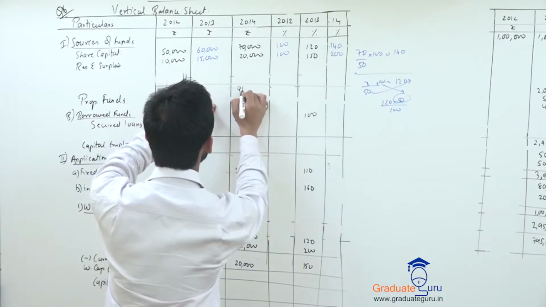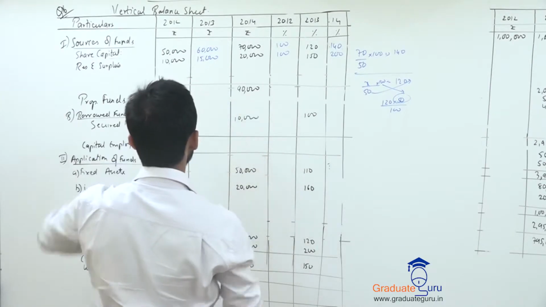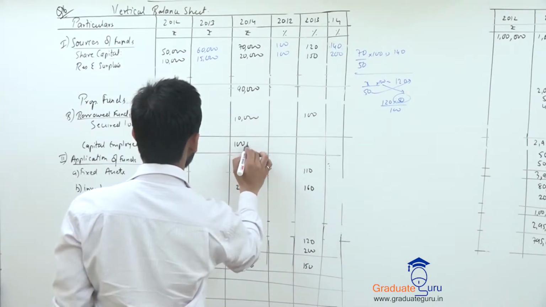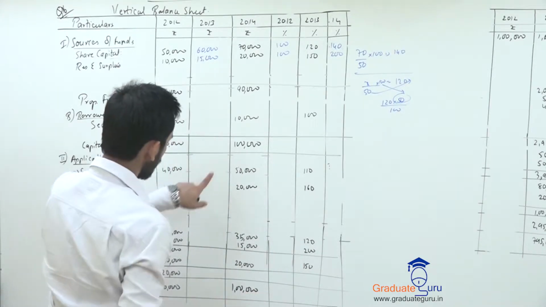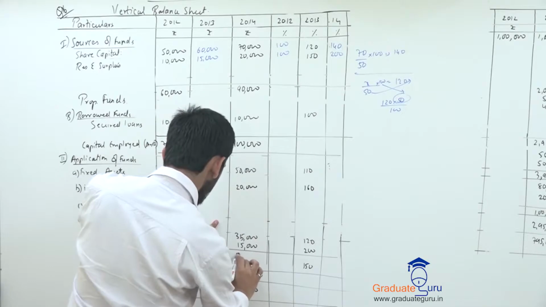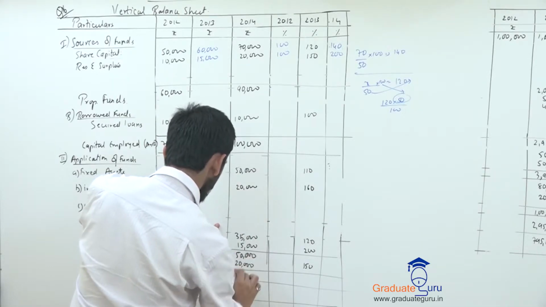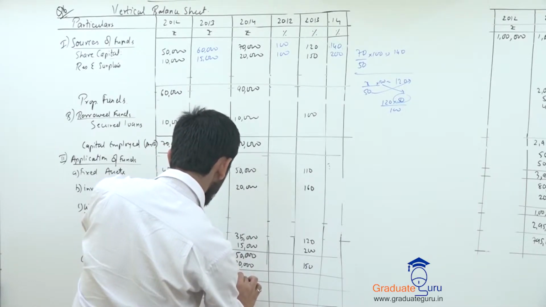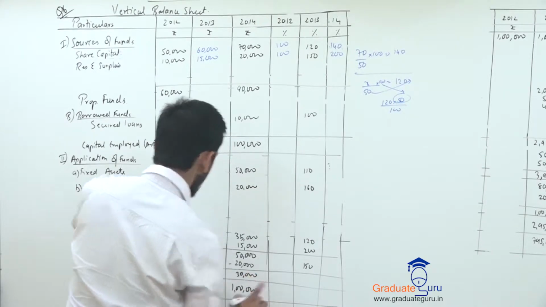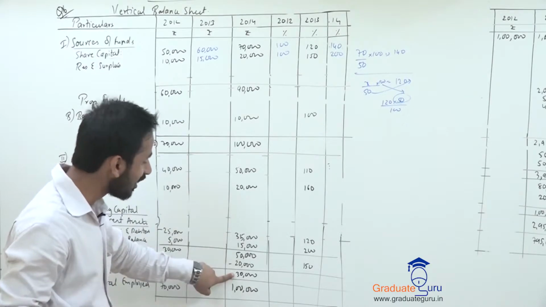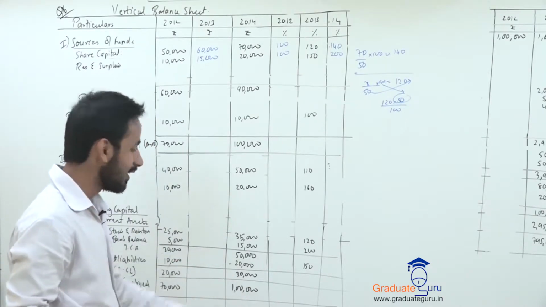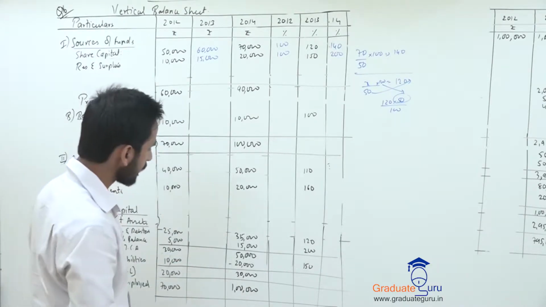This is 90. 10, 1 lakh. So by default this has to be also 1 lakh. 50, acha, this is 50,000 minus, so this will be 30,000, and see 50 plus 20 is 70 and 70 plus 30 is 1 lakh. It does tally, it has to tally.